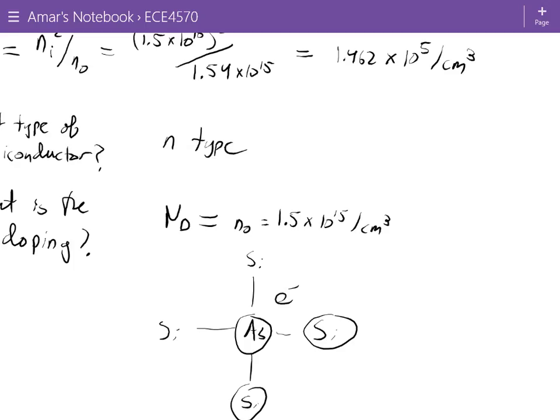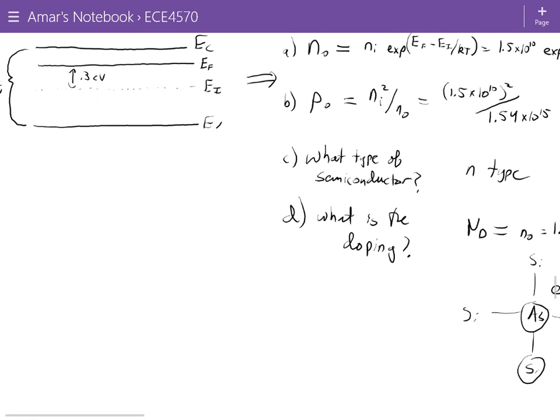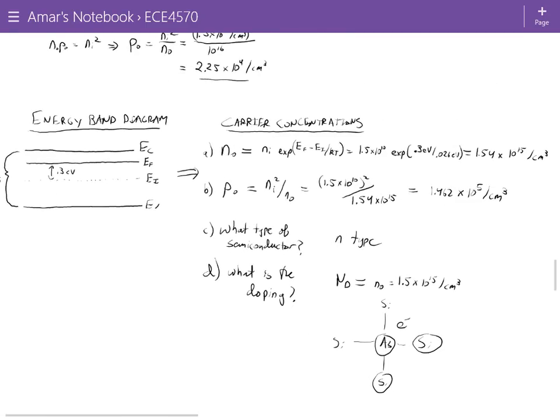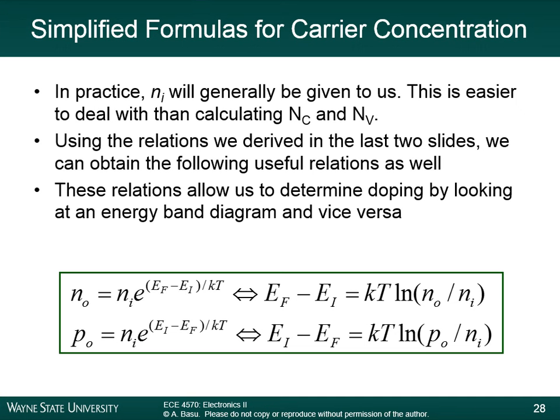Since we were given that EF was 0.3 electron volts above Ei, we could have said it was n-type right away, right? Yeah, we knew that from last time in class. Good point. If EF is above Ei, then of course you have an n-type semiconductor. Good. So any questions on this problem? All right, so it's a simple problem in calculating carrier concentrations. Moving on.